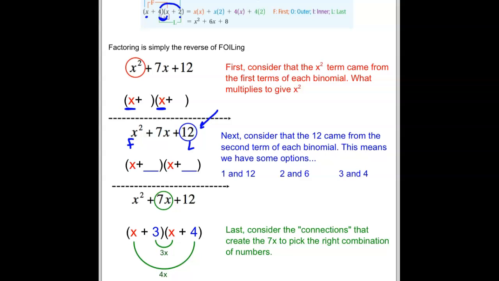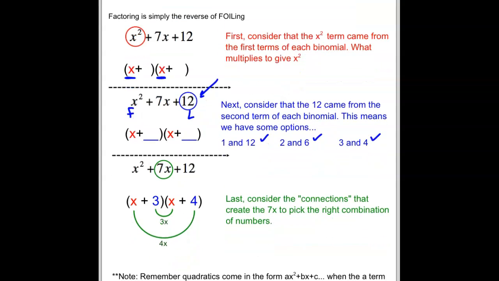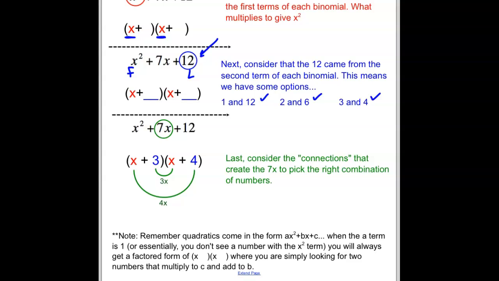So we need two numbers that multiply to give us a 12. And we have some options. We can do 1 and 12, 2 and 6, 3 and 4. We could also use the negative versions of those. If they're both negative, they would still multiply to be a positive 12.